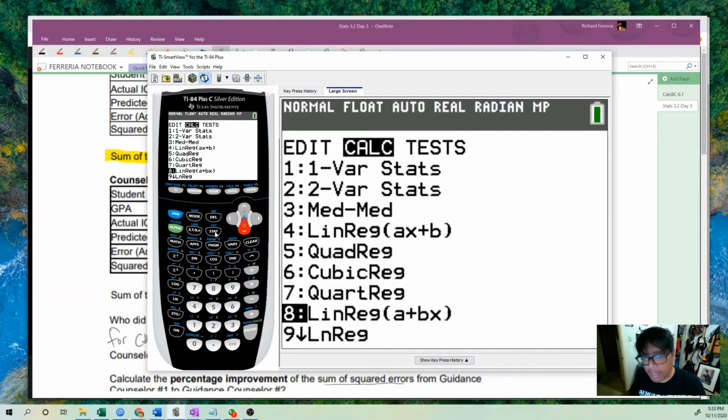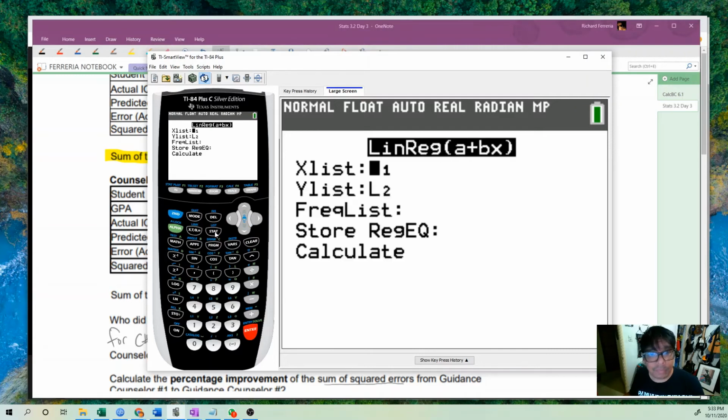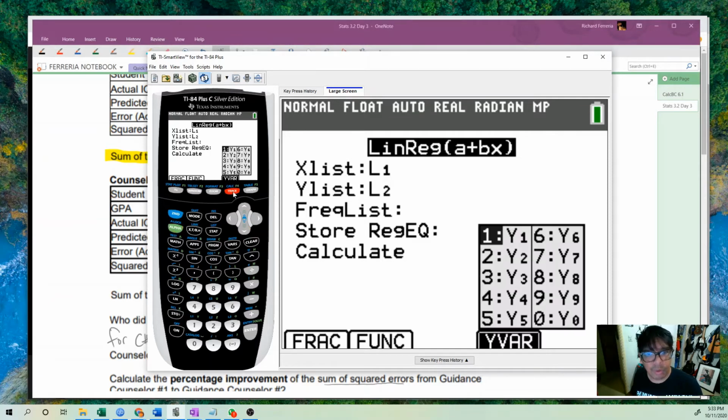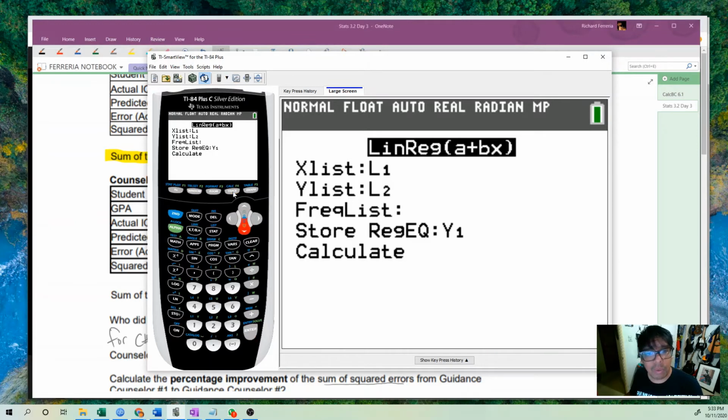That's fine. I'm going to push 8, and it's going to ask you, where did you put the list of x's? Where did you put the list of y's? Frequency list. Here in AP Stats, we don't really use a frequency list, so leave that blank. Where do you want to store the regression? It's a good idea to start storing your regressions. Let's call it Y1. We're probably not going to use that here, but we might. But it's good to have that just in case. So every time I make a function call to Y1, it'll be this regression line that I am calculating. Calculate.